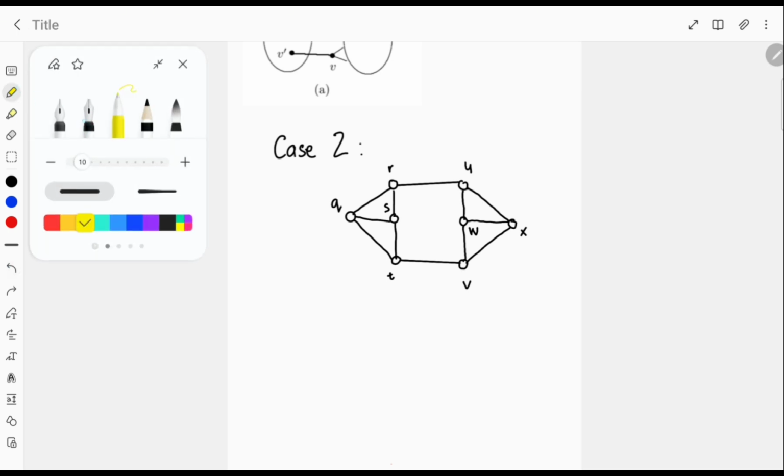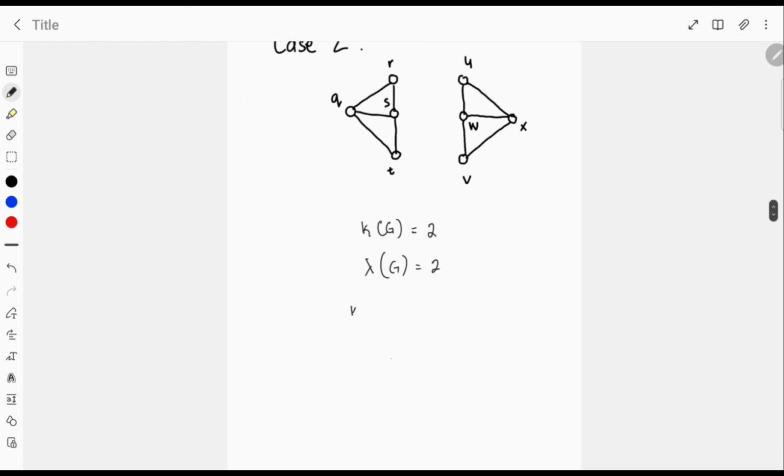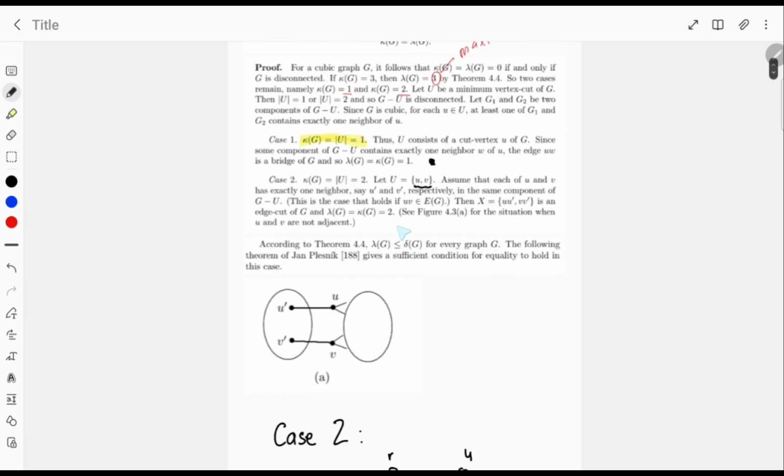Okay, so we can say now that our kappa of G is equal to 2. So, is our lambda of G equal to 2? Yes. Just remove here, so it's also 2. Thus, kappa of G is equal to lambda of G equal to 2. So, case 2 also holds.